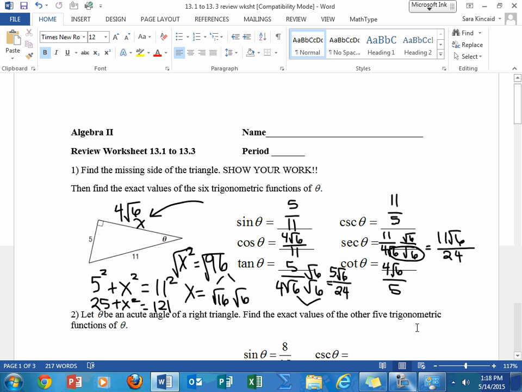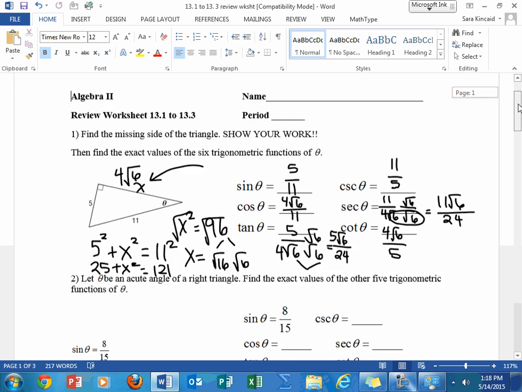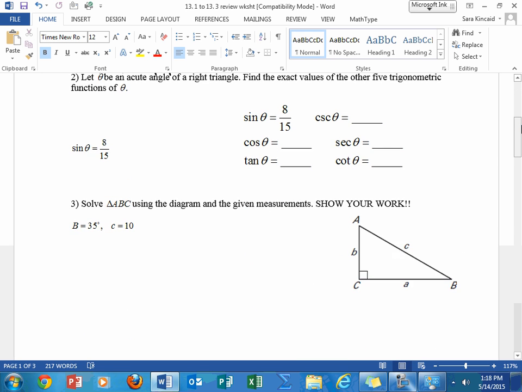Now number 2 is very similar, in that we have a sine value here. We just need a good picture to get us going. So on this one, I would draw a good picture. Place your theta wherever you want. It doesn't matter, it can be on the top or bottom. The acute angle needs to be in there, along with the 90 degrees. And remember that the sine is opposite over hypotenuse. So opposite that theta is 8, hypotenuse is 15. And again, we're going to do the Pythagorean theorem to find that missing side.